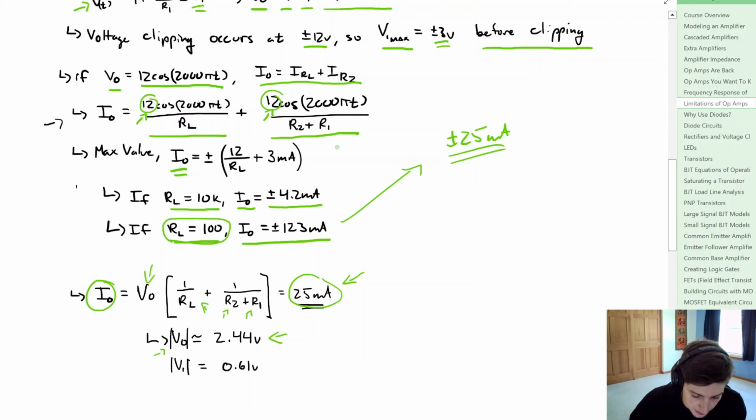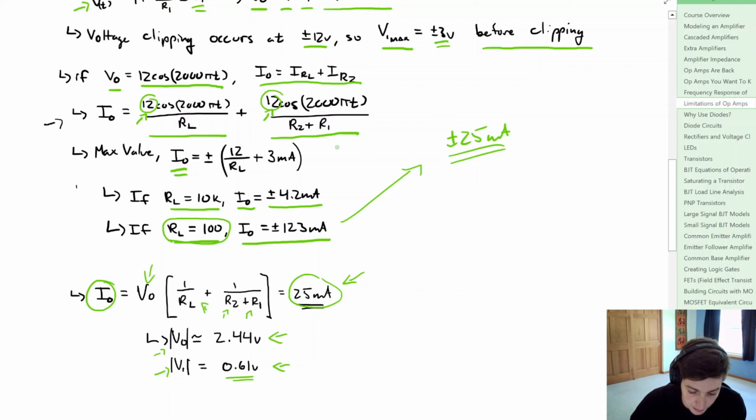Of course, that's the magnitude. And then dividing that by the gain of 4 that we found, our input voltage is 0.61 volts. So in this example, we're not limited by voltage clipping, we're limited by the current.